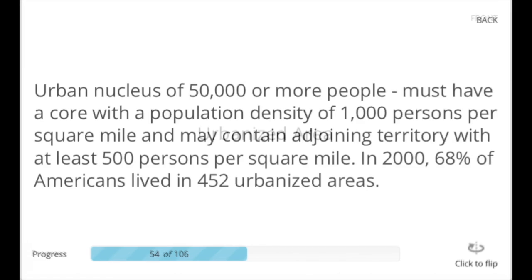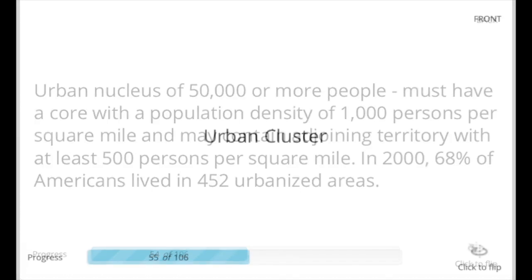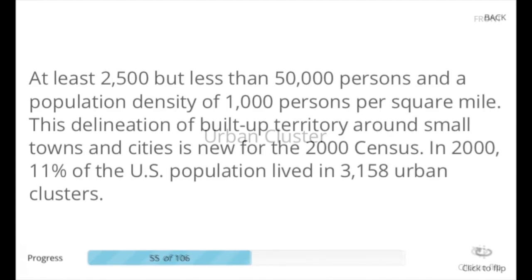Urbanized area. More than 50,000 people must have a core with a density of 1,000 people per square mile. In 2000, 68% of Americans lived in 452 urbanized areas. Urban cluster is less than 50,000 people, but more than 2,500. Same population density of 1,000 people per square mile. In 2000, 11% of the U.S.